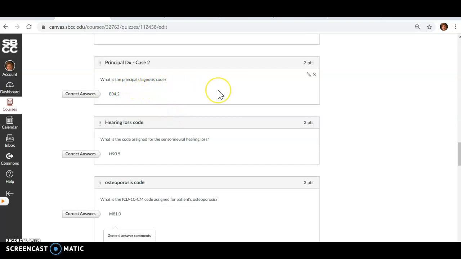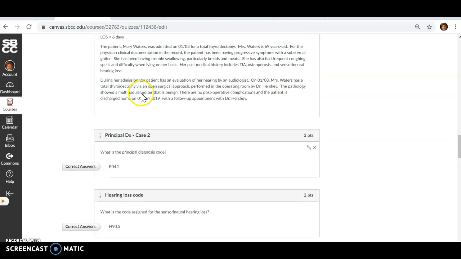Okay, so this one here, a couple of things I want to remind students. A big error here: a lot of students would just put E04.2, which is correct, but they would drop the point. Yes, you did get it wrong. The reason being is that if you were to send a claim off without that decimal point in there, it's going to come back to you. So keep that in mind. It is so important, especially as an advanced coding student, to remember that decimal point.